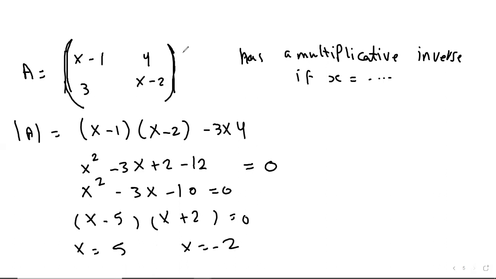So x in this case belongs to what? X belongs to any real number except 5 and negative 2. If x equals 5 or x equals negative 2, that means the matrix has no multiplicative inverse. So once again, this matrix has a multiplicative inverse if x belongs to any real number except 5 and negative 2.